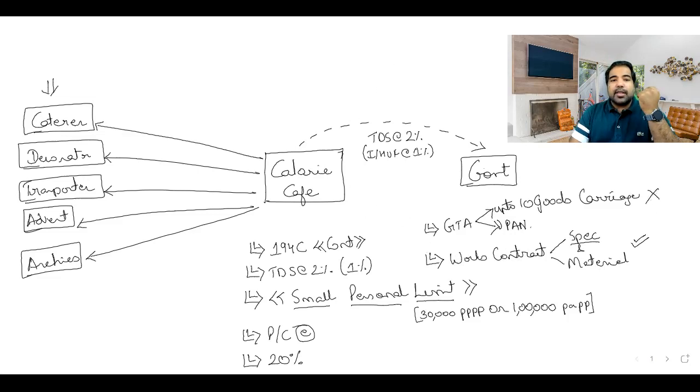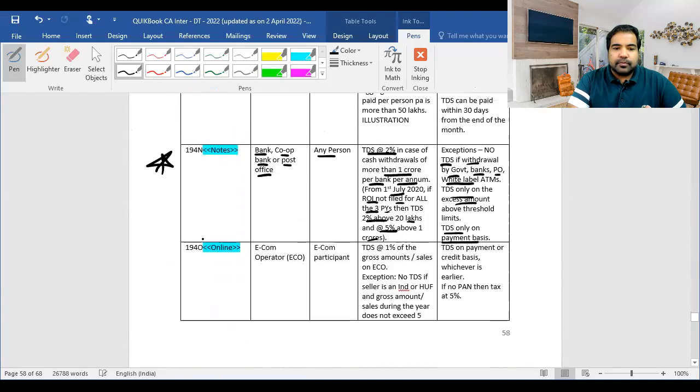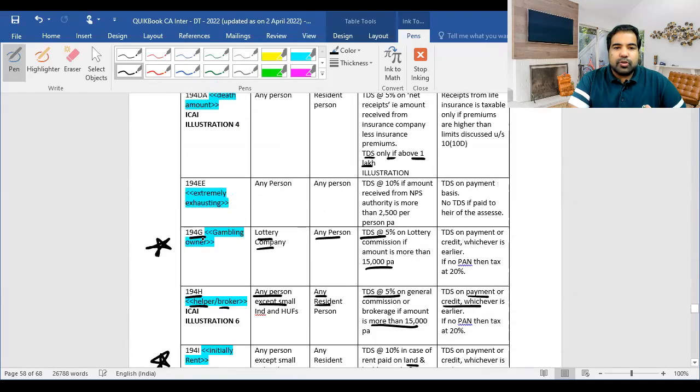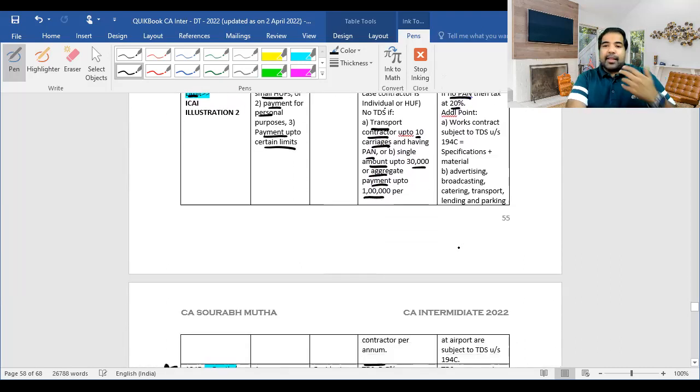Guys, this is a very important section called 194C. Just reading it from the book as well. Contractor, small personal limit: except small individual, small HUF, personal purposes or payment up to certain limits, you will have to deduct TDS at the rate of 2% or 1%. Transport contractor having up to 10 goods carriages and giving the PAN, no TDS. Single amount up to 30,000 or aggregate payment up to 1 lakh per annum, there is no TDS. TDS on payment or credit, whichever is earlier. If no PAN, 20%. Works contract: specification, material. Advertisement also, guys. But if you buy a ready-made ad, then in that case there is no contract.